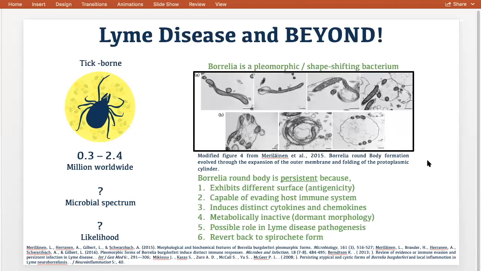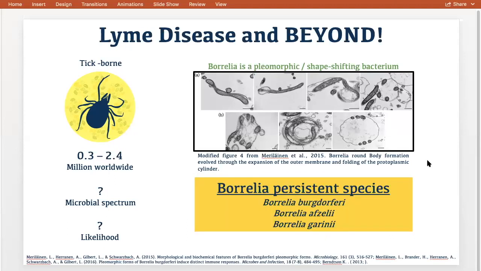There are reports to indicate that Borrelia can revert back from spirochete structures to round body and round body structures to spirochete. So it is an interesting structure, and we were able to isolate these structures for use in in vitro diagnostics. And we're using a new terminology for these structures, that is the Borrelia persistent species, because they differ a lot from the Borrelia spirochete forms.